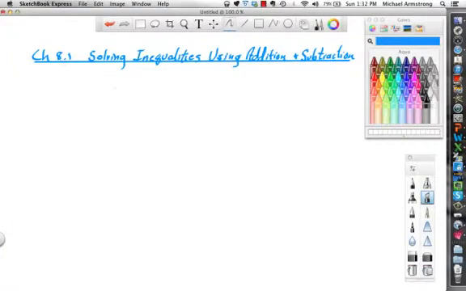Okay, this is chapter 8.2. Looks like it says 1 here, but it's 8.2, solving inequalities using addition and subtraction.